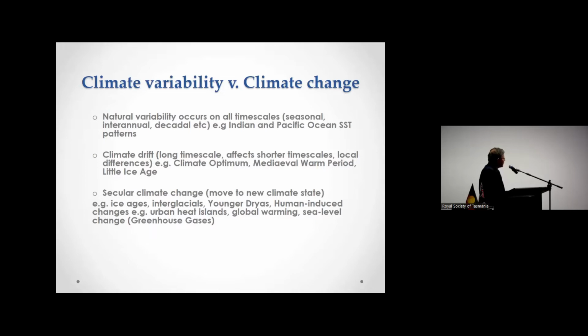But climate drift occurs as well, and we've all heard about some of these periods of climate, not getting into the ice ages, which we'll talk about next, but periods of time, the Little Ice Age, 1600 to 1900, something like that. The climate optimum, about 9,000 years ago. The medieval warm period, when the Vikings sailed across the North Seas around 1,000 years ago. But secular climate change is another thing.